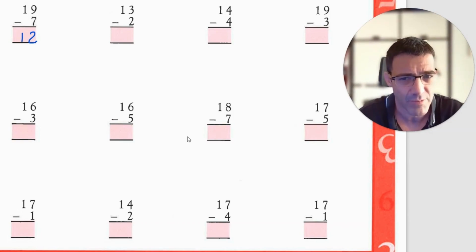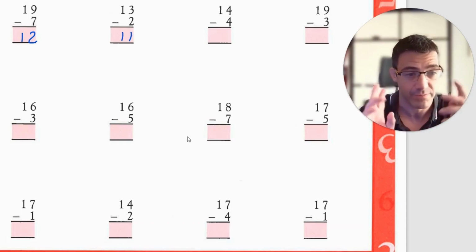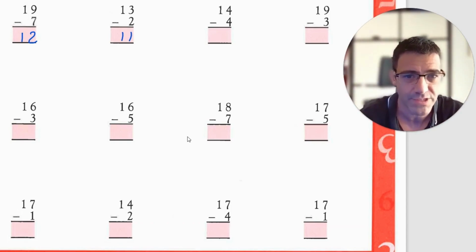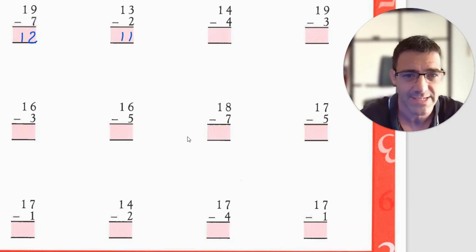And so you can apply the same logic here. 3 minus 2, how far is 2 away from 3? It's only 1 away, so that's pretty easy. So 1, and then 1 minus nothing is 1, so 13 take away 2 is 11. You can also count backwards. You can say 13 and then take away 2, so 12, 11. Done.